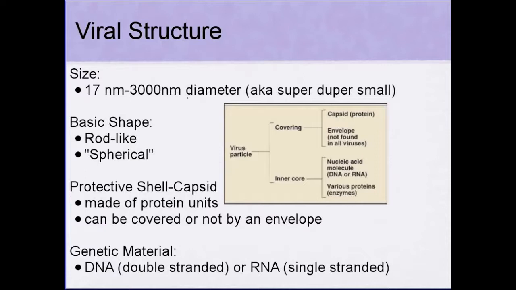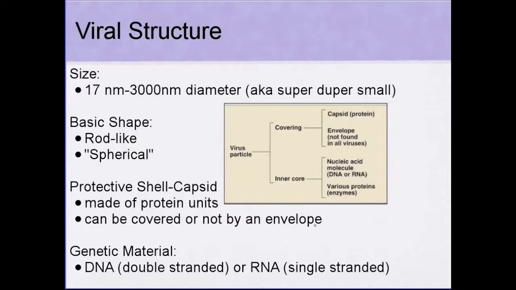Viruses are very, very small. They're much smaller than bacteria. Their shape, they can be rod-shaped or they can be spherical, generally. They have a protective shell, a capsid, which is the protein coat that I've been mentioning. Some can be covered by an envelope additionally to the capsid.